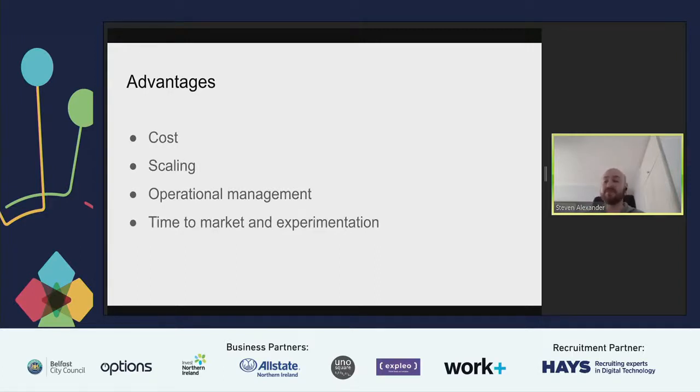Your operational management is also going to be more simple, as most of the managed services have good monitoring and logging, which often ties into the cloud provider's own standard monitoring services, which you may already be using.